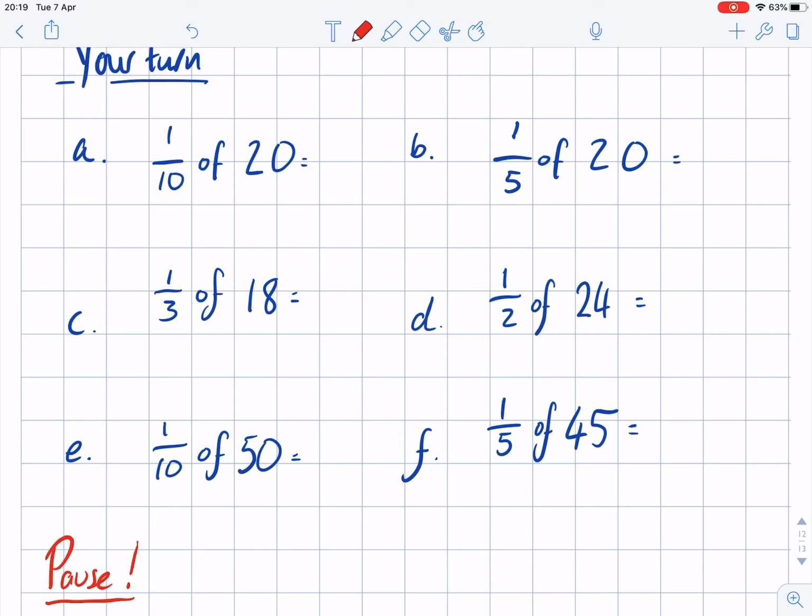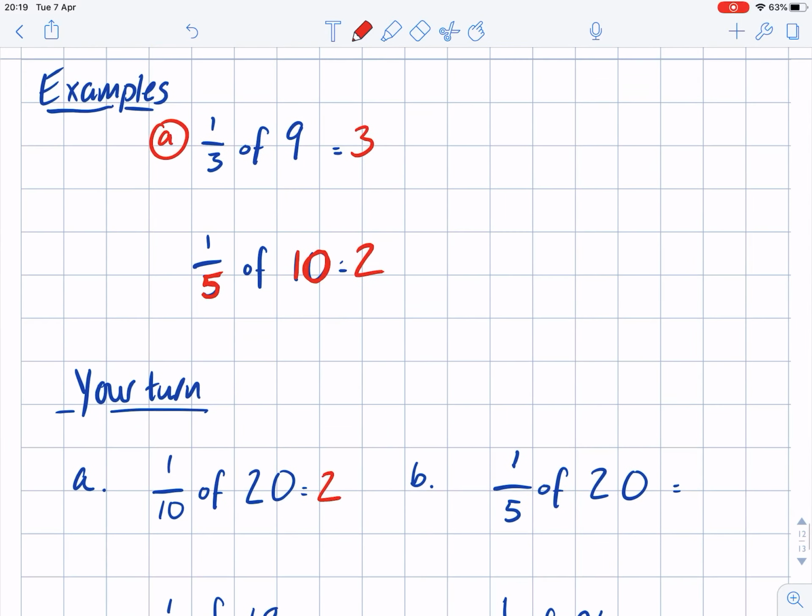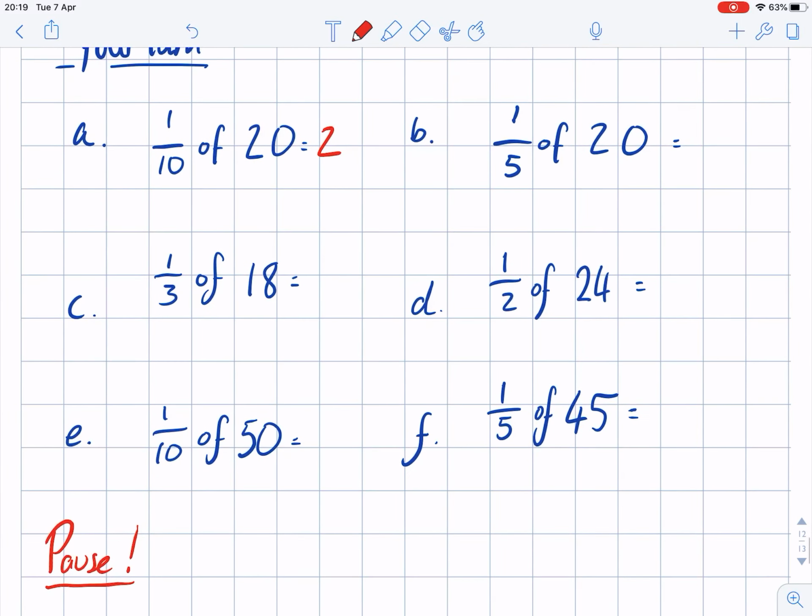For that first one, 1/10 of 20. How many 10s go into 20? It's 2. We're going across now, B. 1/5 of 20. So how many 5s go into 20? I really hope, did I do it up here? No. Getting forgetful in my old age. So 1/5 of 20. How many 5s go into 20? It's 4. Next one, letter C. 1/3 of 18. How many 3s go into 18?